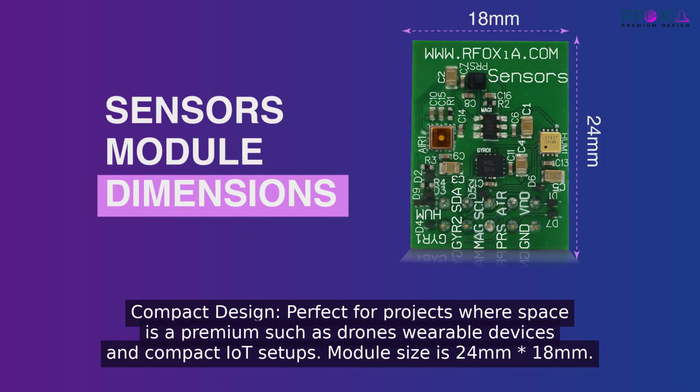24mm by 18mm, that is the entire module. A platform where space determines what you can include, a drone frame, a wearable, a compact IoT node, can carry a complete 7-sensor orientation and environmental system in a footprint smaller than a postage stamp.